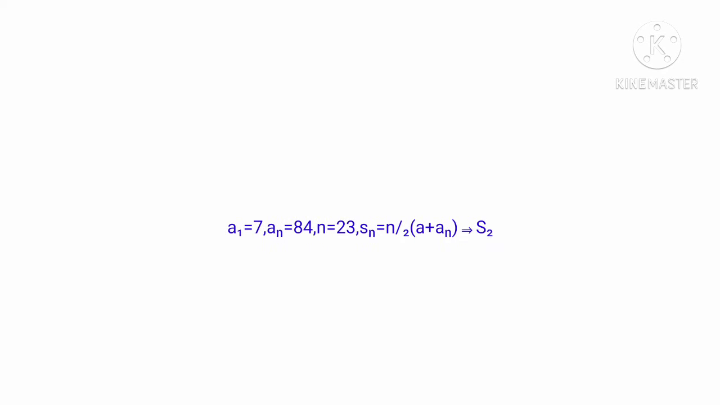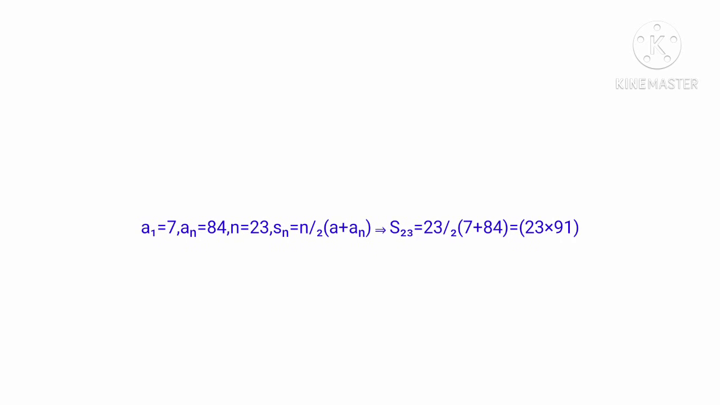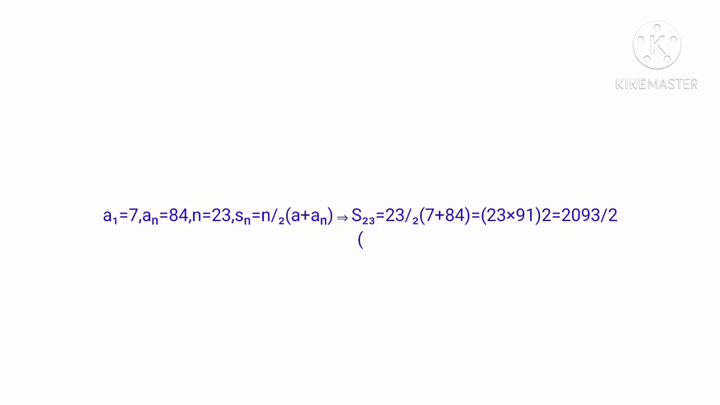Sn is equal to the formula n by 2 into (a plus an). S23 is equal to 23 by 2 into (7 plus 84), is equal to 23 into 91 by 2, is equal to 2093 by 2.